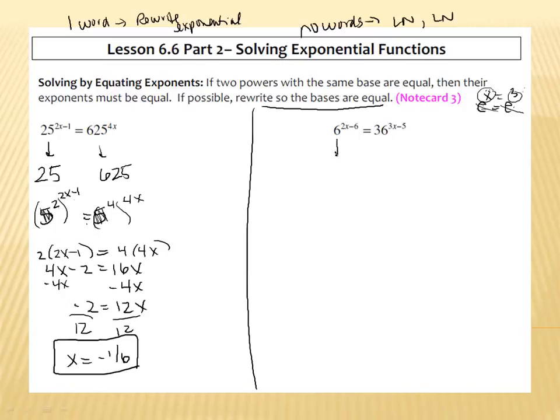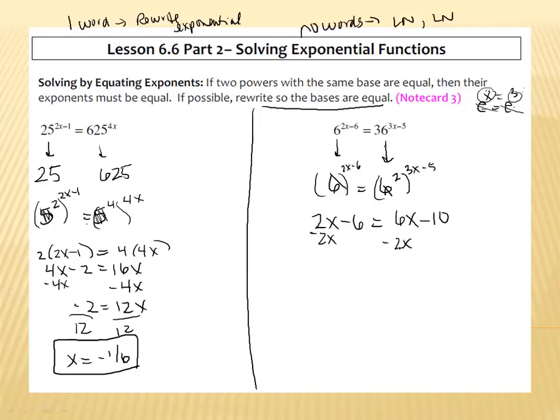6 and 36. So 6 cannot be rewritten any other way, it's just 6. But 36 can be rewritten as 6 squared. So I'm going to cross these bases out. I'm left with 2x minus 6. Remember to multiply, so 6x minus 10. Now let's solve just normally. So I'm going to subtract 2x, add 10 and add 10. And I'm going to get x to be 1.